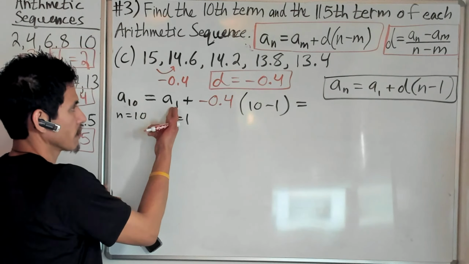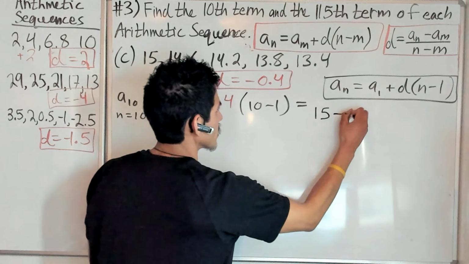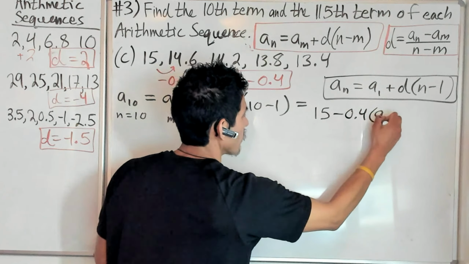So let's just work this one through. a1 in this case is 15 minus 0.4 times 9. 15 minus 3.6 is 11.4. All right.